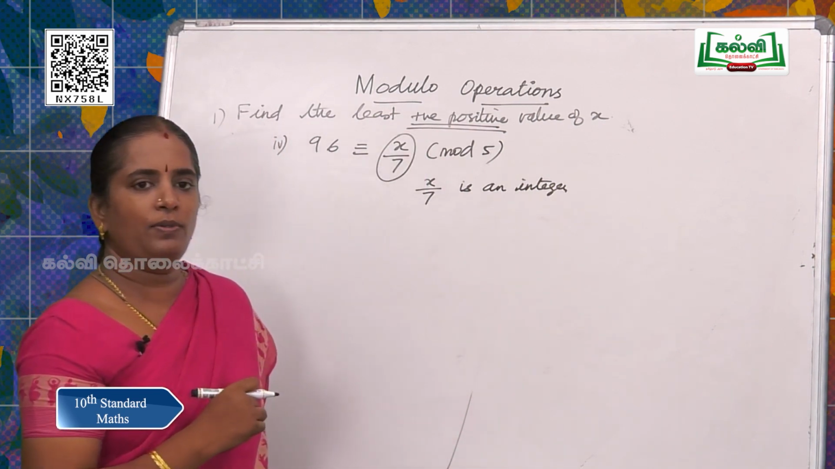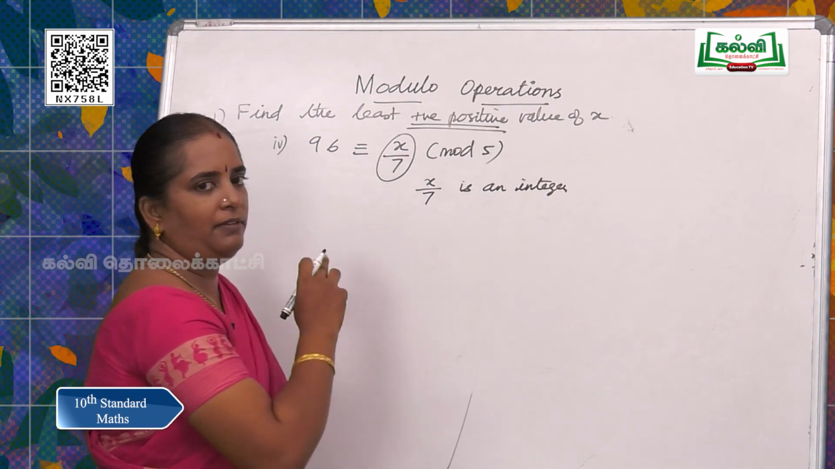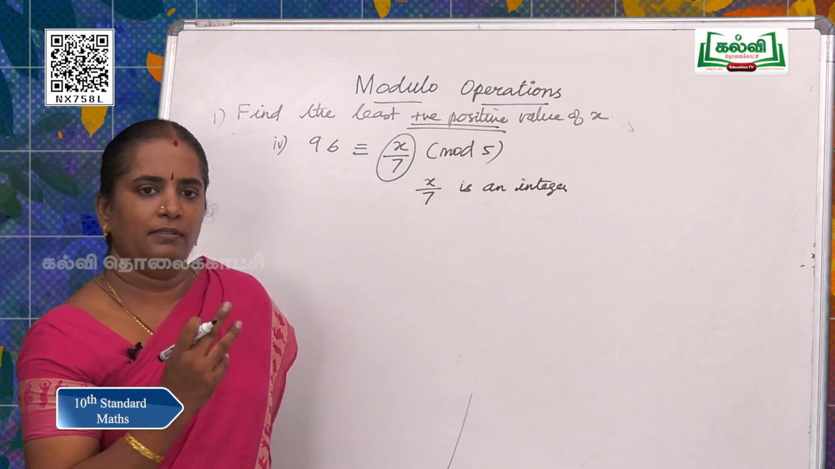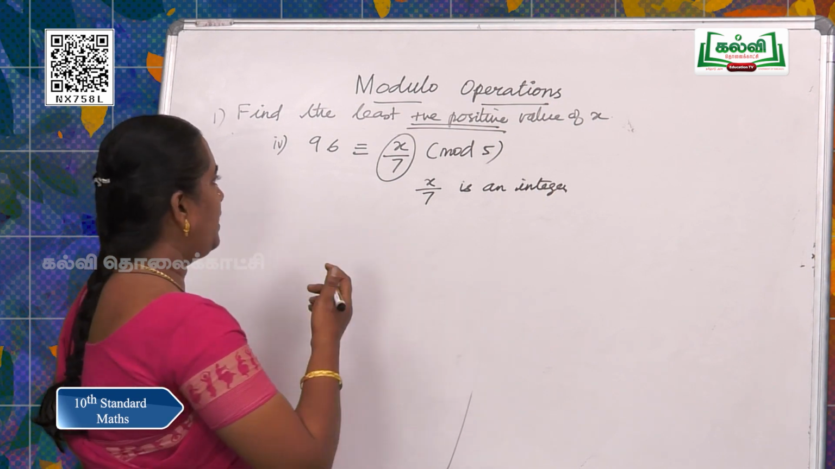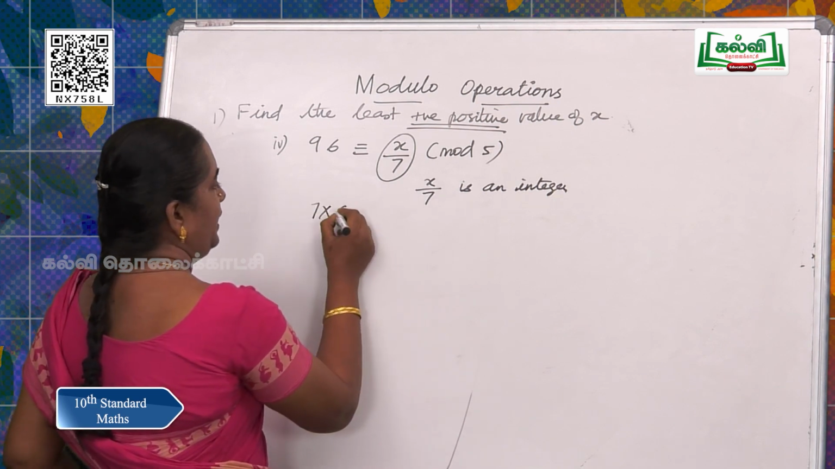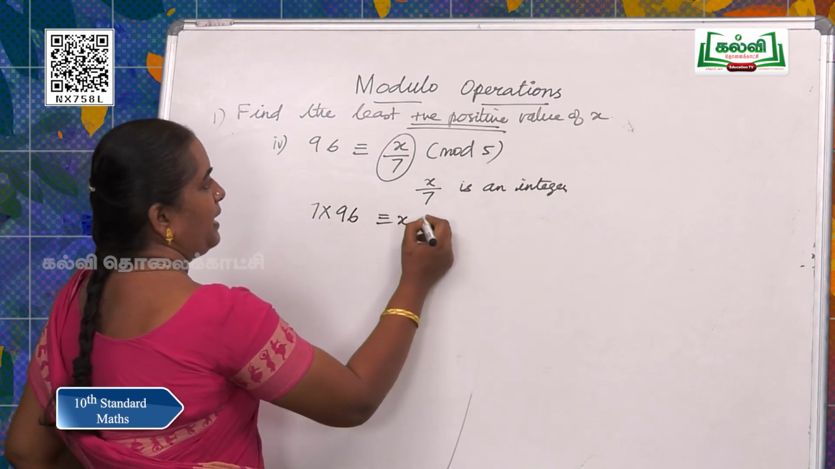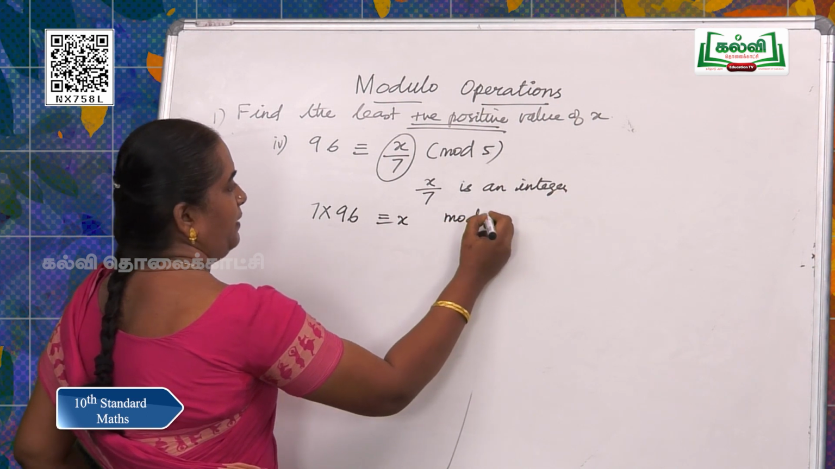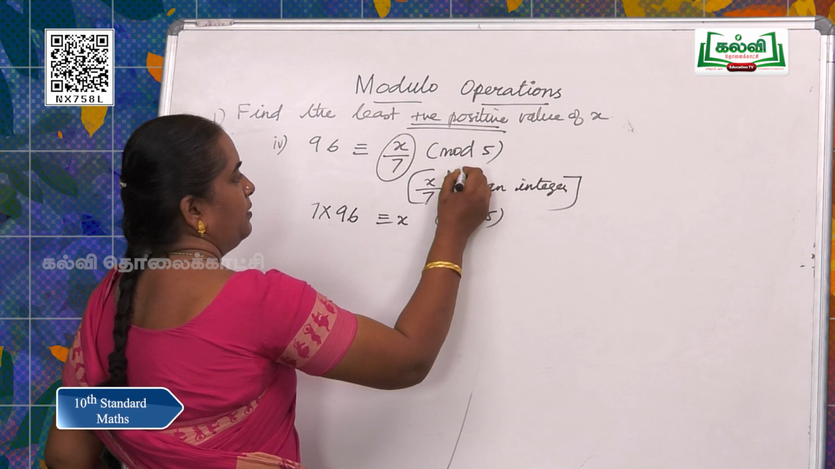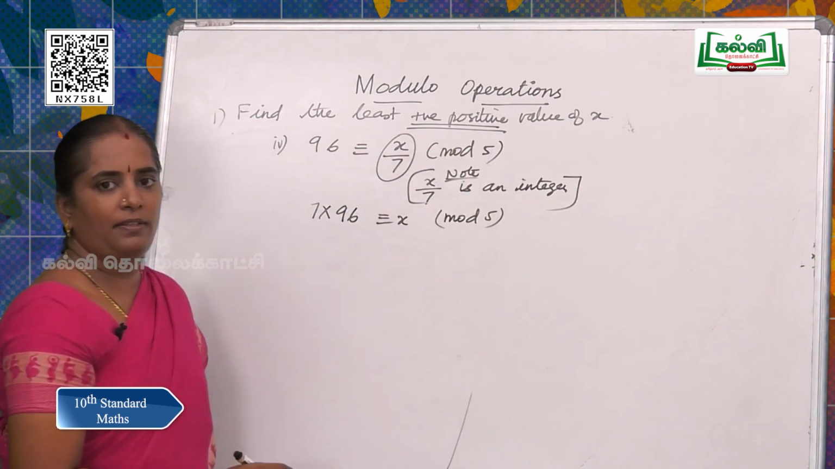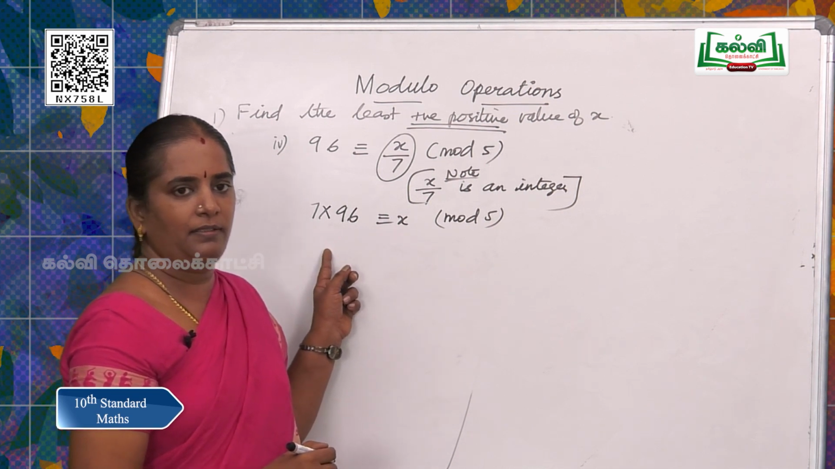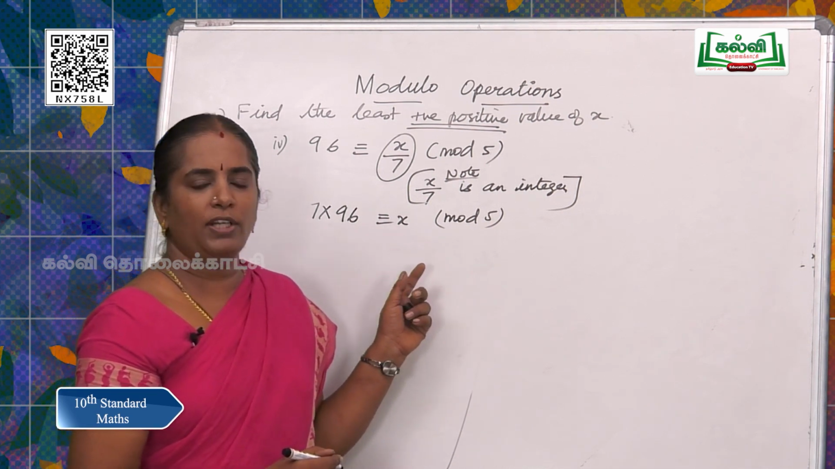So, what property shall we use? Yes, in the denominator we have 7. What shall we do? Multiply both sides by 7. Yes, you are right. So, multiply both sides by 7. So, 7 into 96 is congruent to x mod 5. Note, x by 7 is an integer. Okay. So, multiplication by 7 with 96 is somewhat tedious.